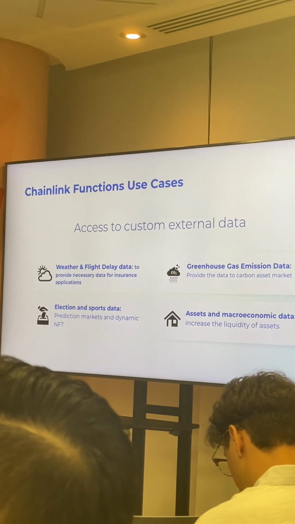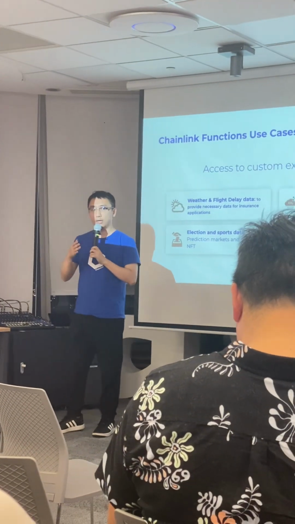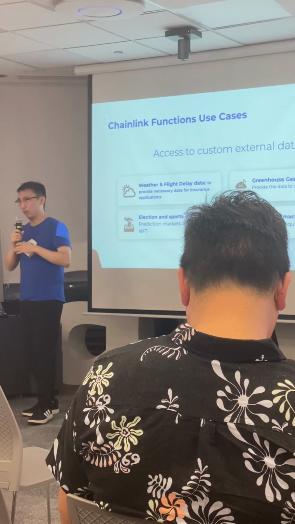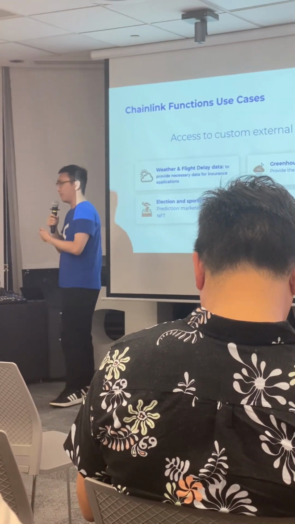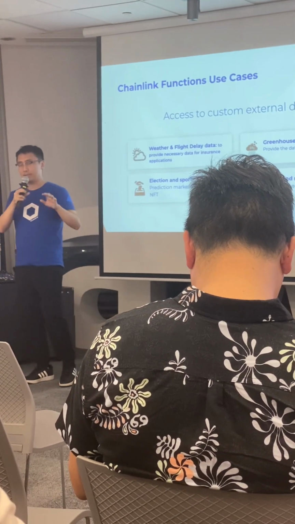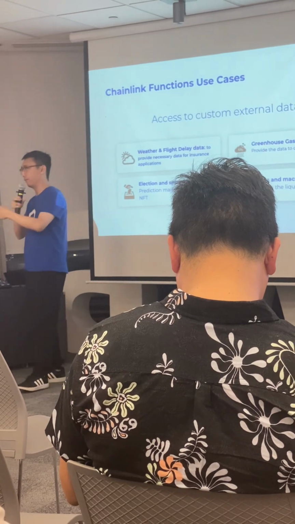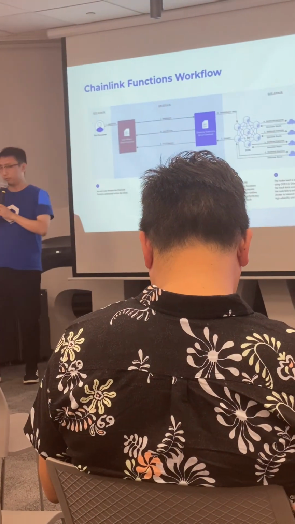We need to check the API from the flight company. We need to know the weather data from some API. And we also want to get this data in a very decentralized manner. We want to have a decentralized network to help us get the data from off-chain, from the Web2 world. So let's see how we can do this.